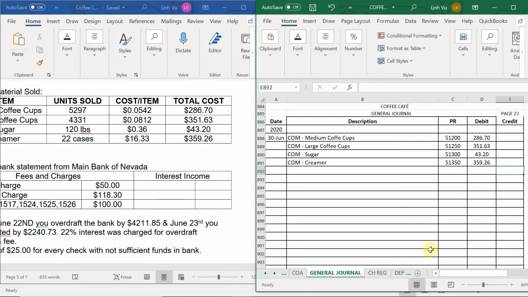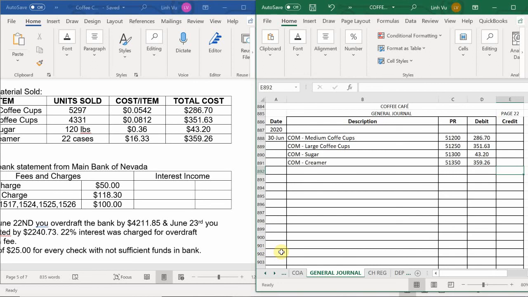359.26. Okay. So then what accounts am I going to be taking these directly out from? Which is inventory, correct? It's not inventory. Oh. Well, I'll say the same: medium coffee, large coffee, sugar and creamer. Exactly. We said that we made a purchase of all of these coffee cups.